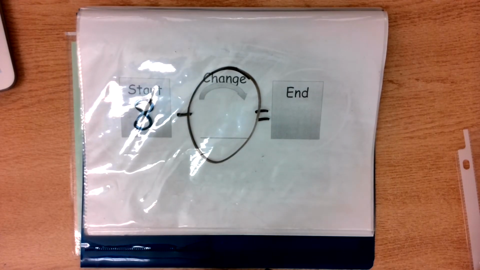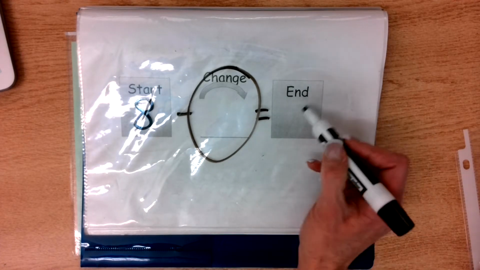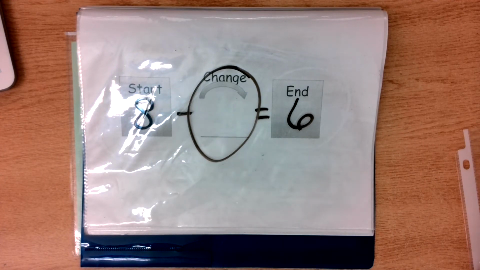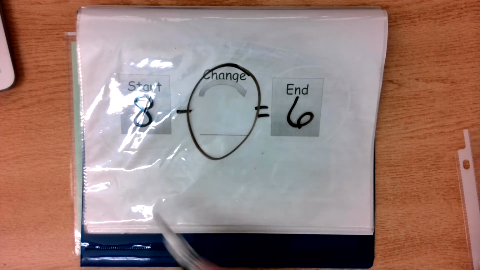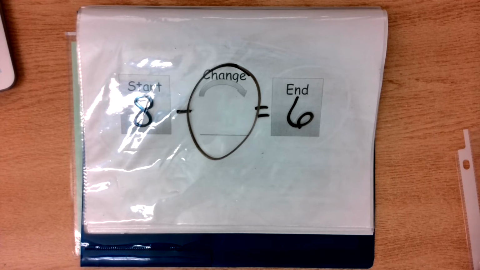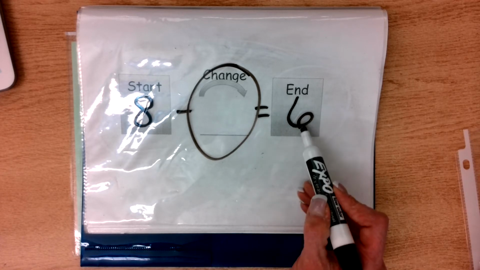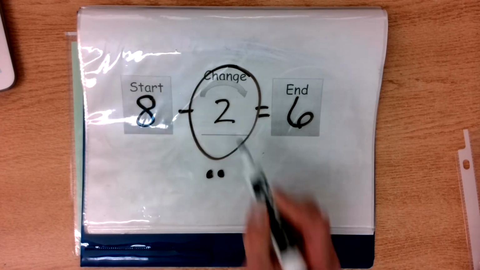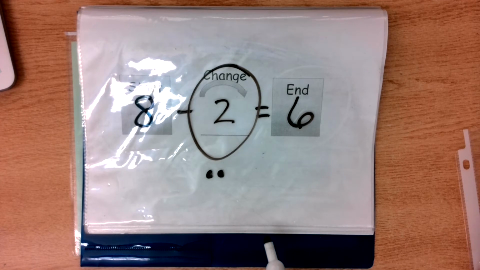We just know some glasses tipped over. Oh, no, I'm sorry. 6 glasses were left standing. Wants to know how many tipped over. So 8 take away what equals 6? Or 6 plus what equals 8? So I could use 8 fingers and take away 6. And how many do I have standing? Or I could go 6, 7, 8. How many do I have? 2. So 8 take away 2 is 6.